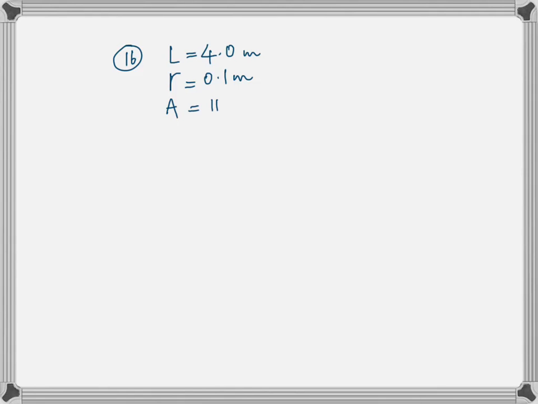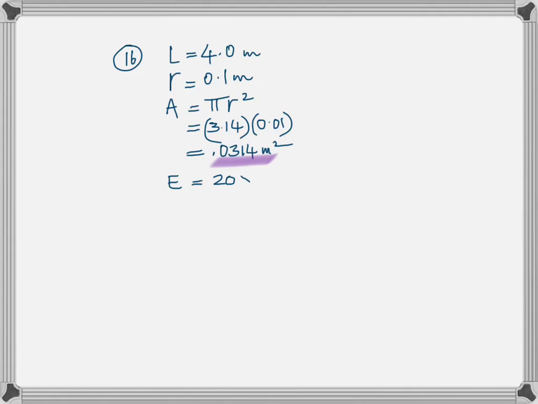How do you find the area of cross section? Pi r squared. Find that. Get 0.0314 meter squared. And then use the formula. That's the Young's modulus. You have to find how much it shrinks.